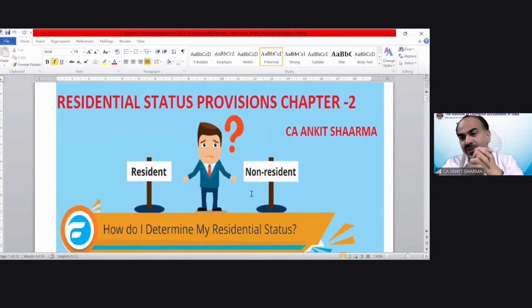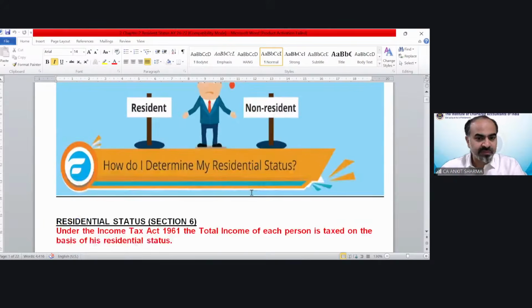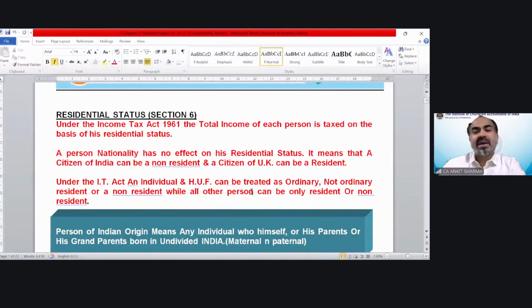So in the residential status provision, we do need to know whether you are a resident or non-resident, and there is also certain sub-classification in it. Under the Income Tax Act 1961, as you can see, the total income of each person is taxed on the basis of his residential status. So the taxability is due to the residential status. That is very important. A person's nationality has no effect on his residential status. So your nationality does not impact your residential status.